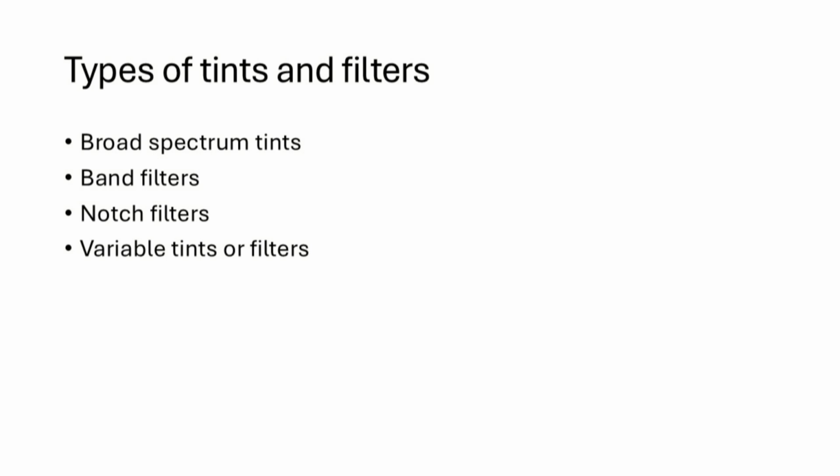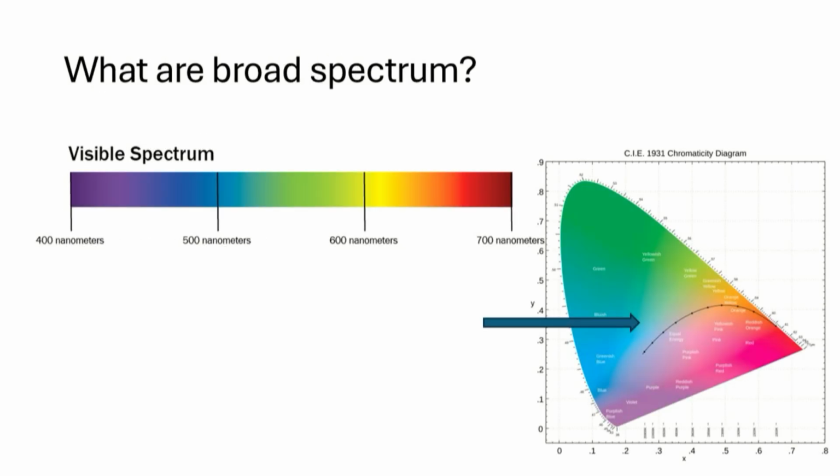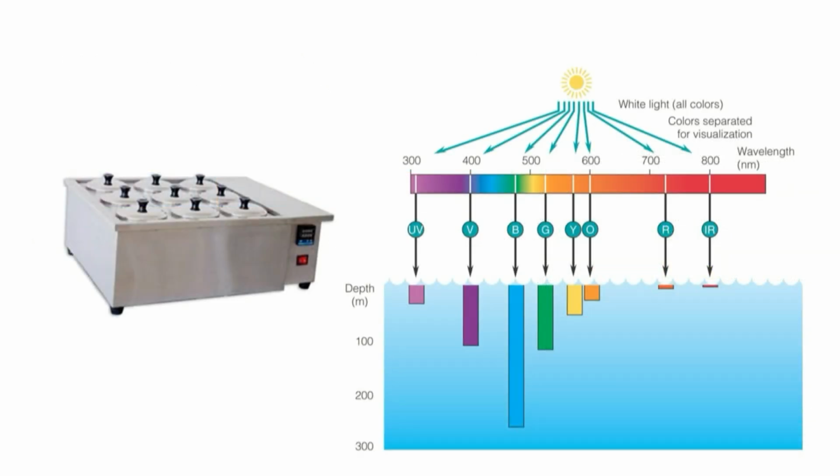There are a number of types of tints and filters commonly used in practice. Broad-spectrum tints. These are designed to transmit a wide range of wavelengths across the spectrum. They are often used in applications where a broad range of light needs to be transmitted or blocked. Most optometric tints are broad-spectrum. They do not have as great a physiological effect and therefore they can be used cosmetically. They are used in sunglasses and have little effect on color.